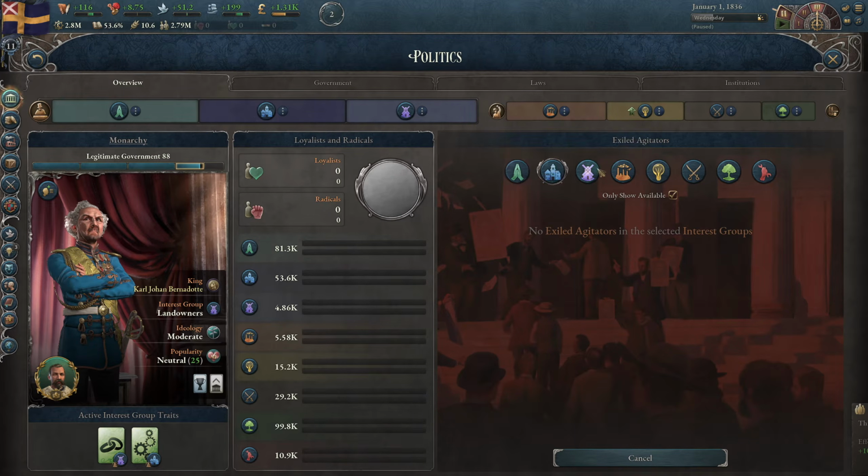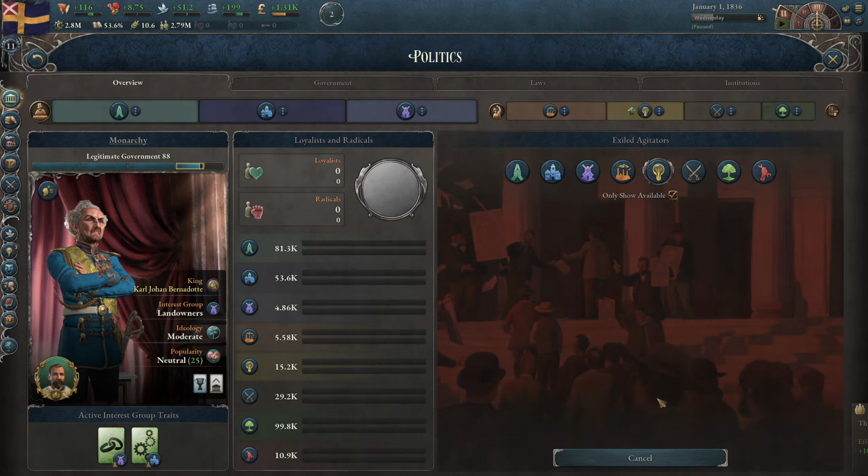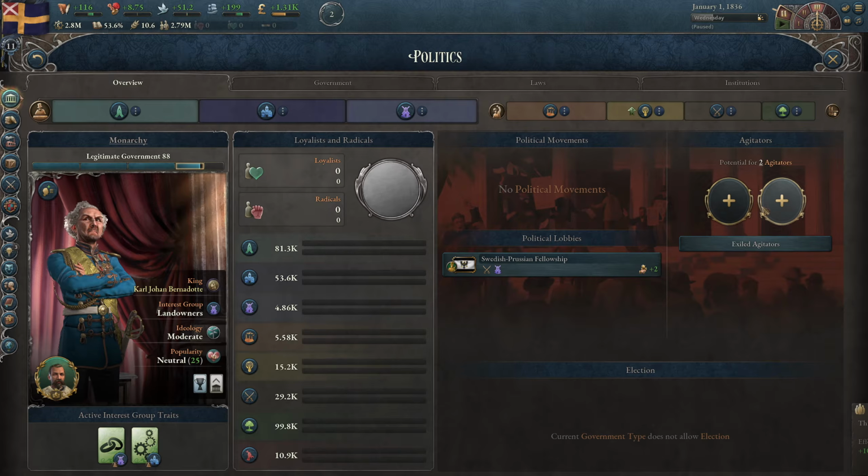You can also filter by group. For example, you want an intelligentsia guy. Well, you can get this one, but they are not available. I always click everything on. Everything is on, and then show only available. They can also pop up automatically, and then you cannot do anything about it.